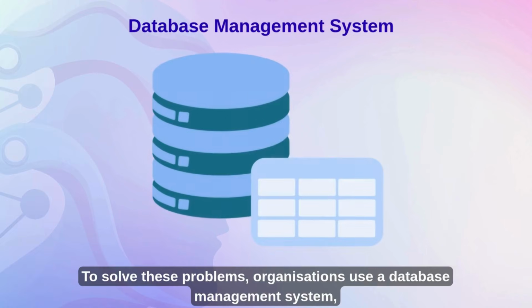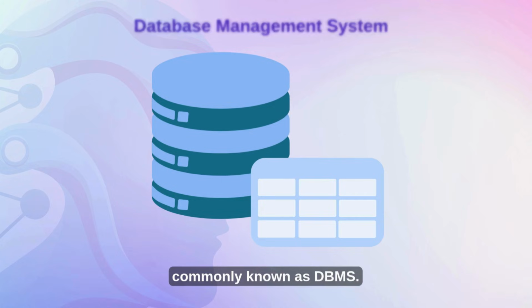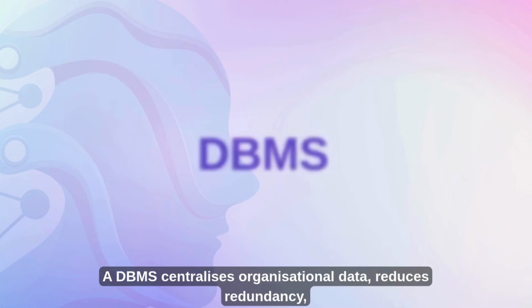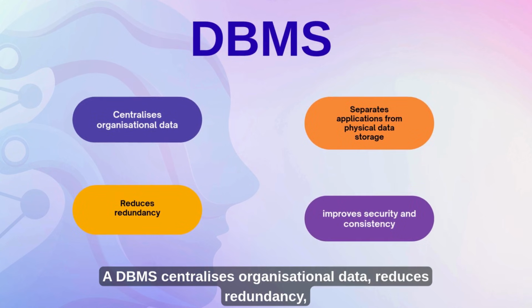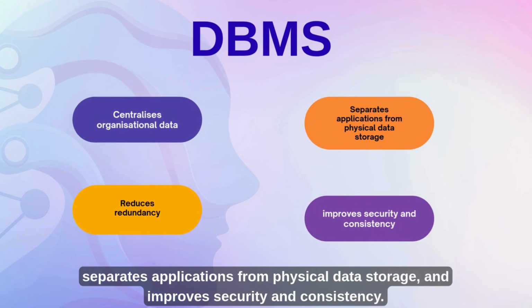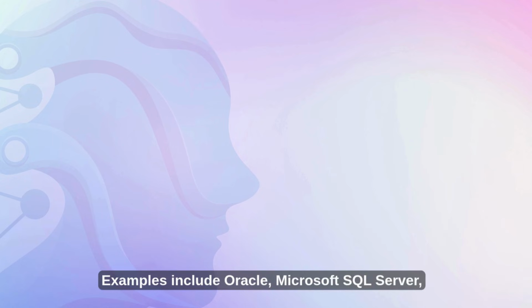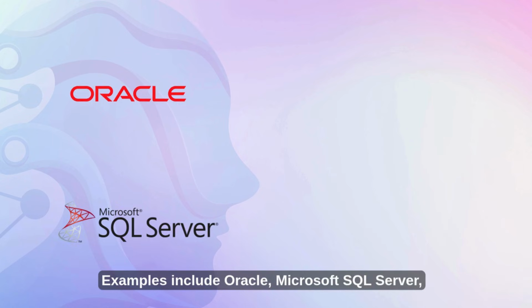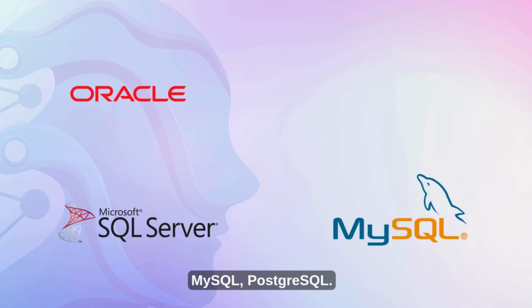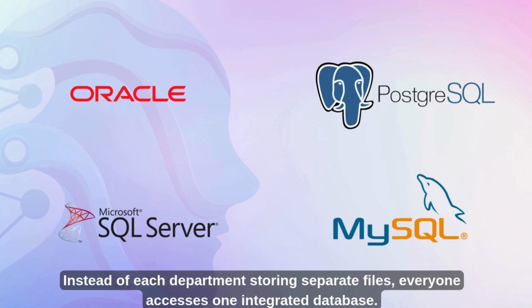To solve these problems, organizations use a database management system, commonly known as DBMS. A DBMS centralizes organizational data, reduces redundancy, separates applications from physical data storage, and improves security and consistency. Examples include Oracle, Microsoft SQL Server, MySQL, and PostgreSQL. Instead of each department storing separate files, everyone accesses one integrated database.